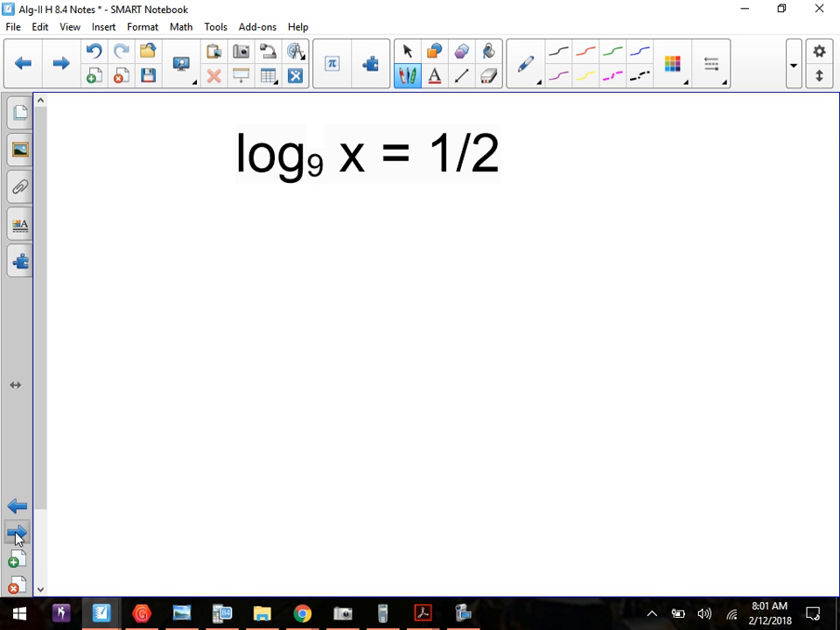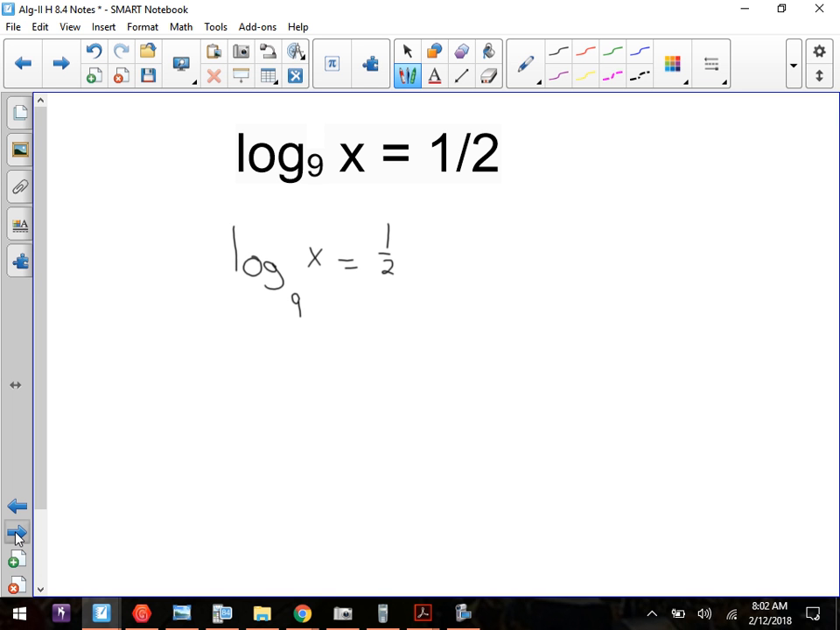So if I want to solve for x here, what happens? It's log base 9 of x equals 1/2. It's tough to type these things in.